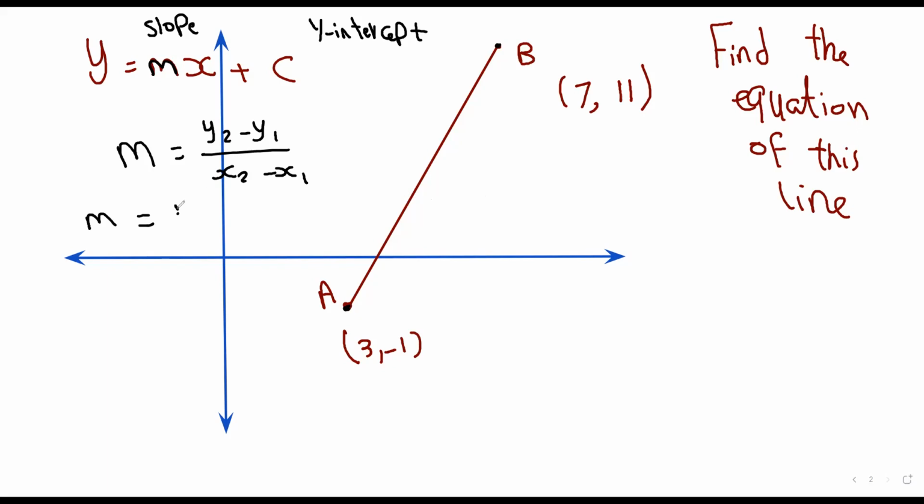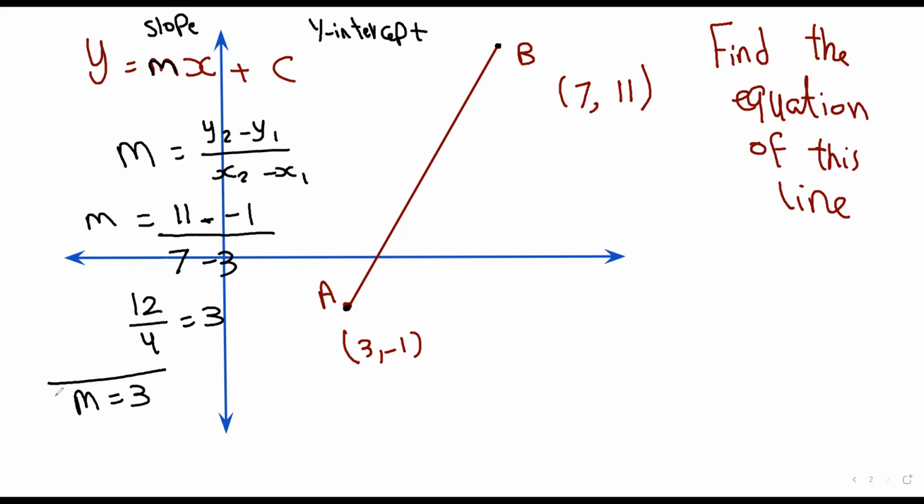So what is the slope here? The slope is going to be 11 minus 1 over 7 minus 3, that's y2 minus y1 over x2 minus x1. So it's 12 over 4, which is 3. So the slope here, m equals what? M equals 3. That's the slope of the line. M equals 3.